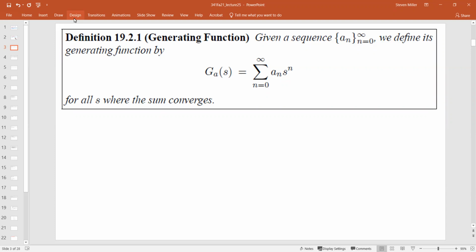Will it converge for any other s? It turns out it's very useful if this converges in a neighborhood of 0, if it converges for some s that's a little bit positive and some s that's a little bit negative. Unfortunately, we don't always have that. The generating function does not always exist in a neighborhood of the origin, and that's going to cause some trouble. Fortunately, it has cousins that do exist.